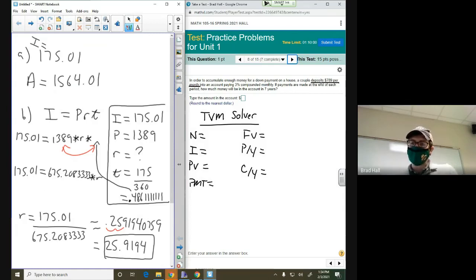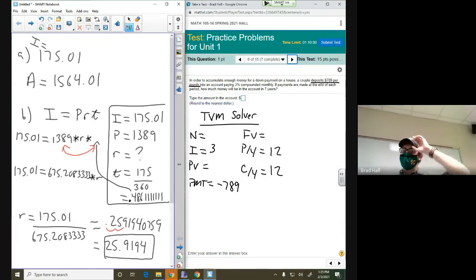Let's see, what are some of these values? Well, negative 789, that's the reason why we chose the TVM solver. It tells us how much the monthly deposits will be. Paying 3%, okay, so 3 here. Compounded monthly. Monthly. And then what else is there?